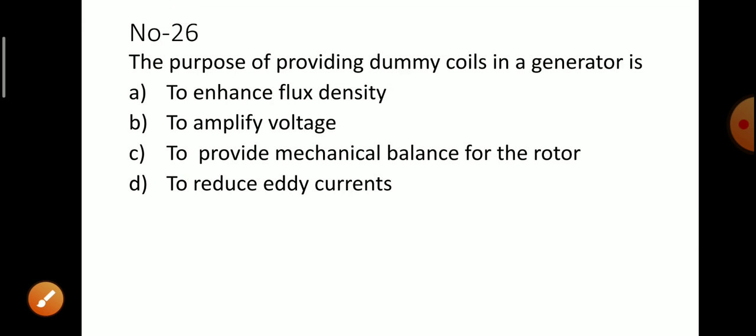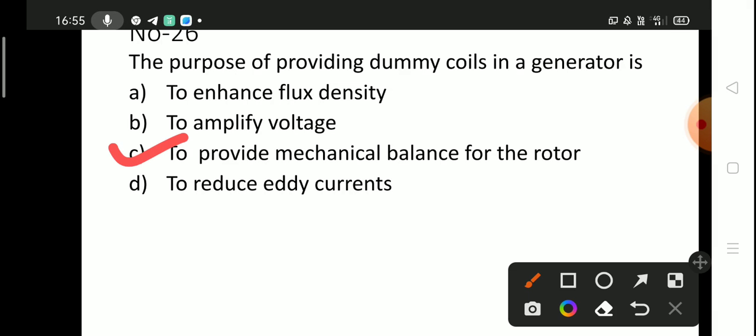Question number 26. The purpose of providing dummy coil in a generator is: A. To enhance flux density, B. To amplify voltage, C. To provide mechanical balance for the rotor, D. To reduce eddy current. And the right answer is C. To provide mechanical balance for the rotor.